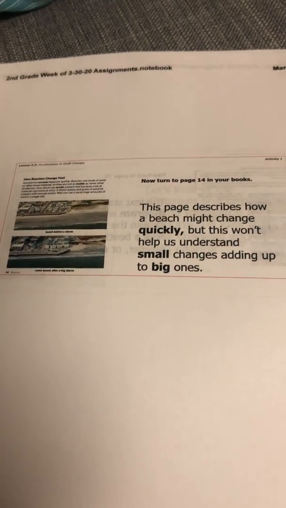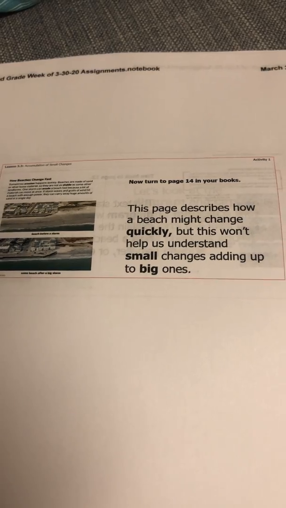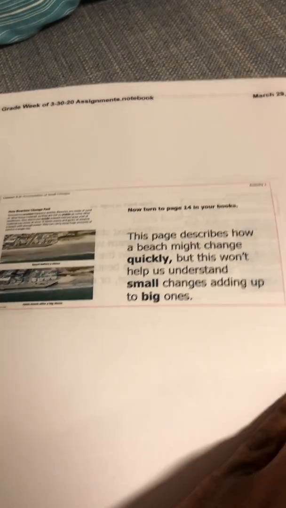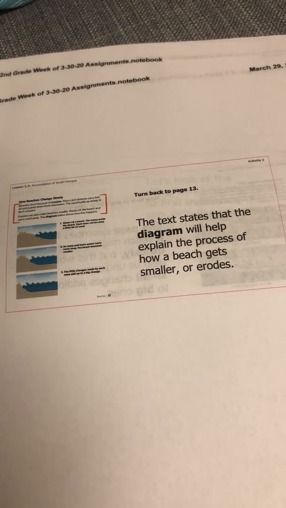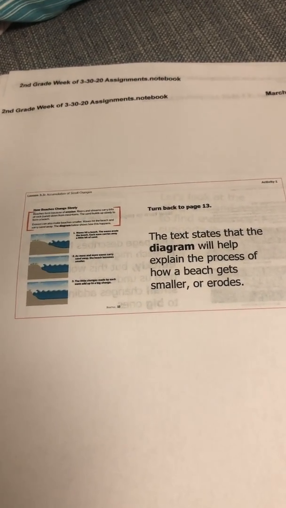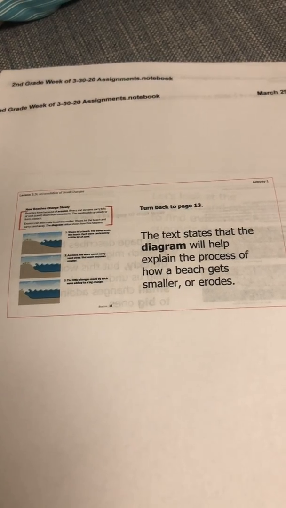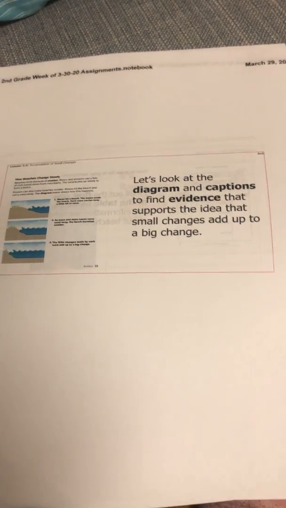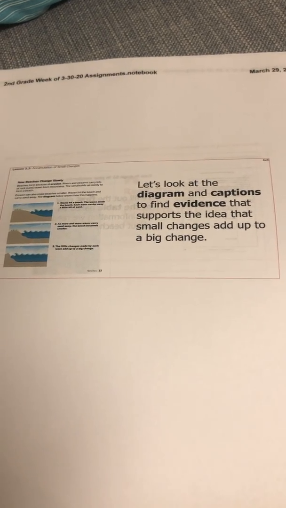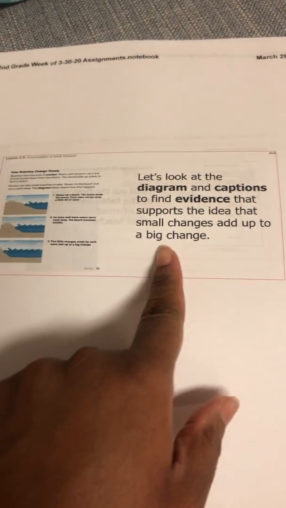Next on page 14, it says this page describes how a beach might change quickly, but this won't help us understand small changes adding up to big ones. So, if you look at the text on top of the diagram on page 13, it will help you explain the process of how a beach gets smaller or erodes. And it says, let's look at the diagram and captions to find evidence that supports the idea that small changes add up to a big change.